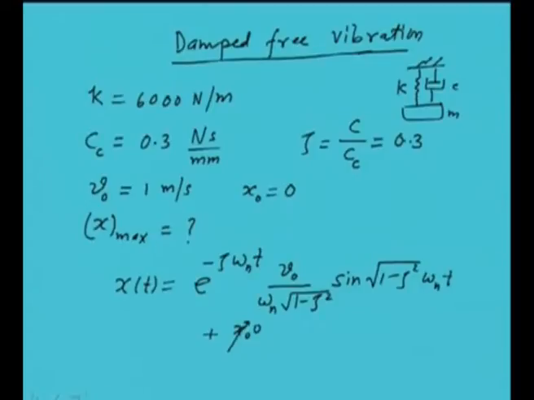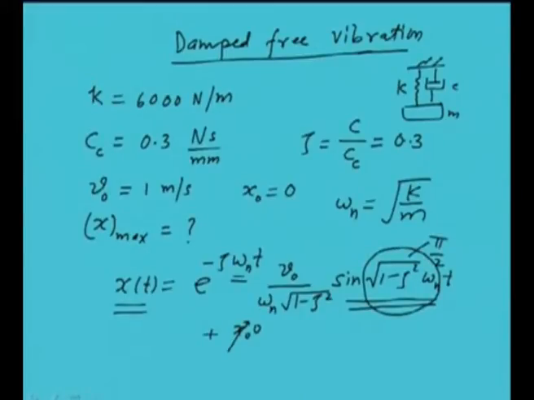Now we need to obtain various quantities like the undamped natural frequency, and that can be obtained as omega n equals square root of k by m. Mass is not given here, but based on the values given we can calculate the mass. We are interested in the maximum displacement, so we will have the maximum displacement when this particular quantity is 1. That means we will have this quantity as pi by 2, so square root of 1 minus zeta square times omega n t is pi by 2.